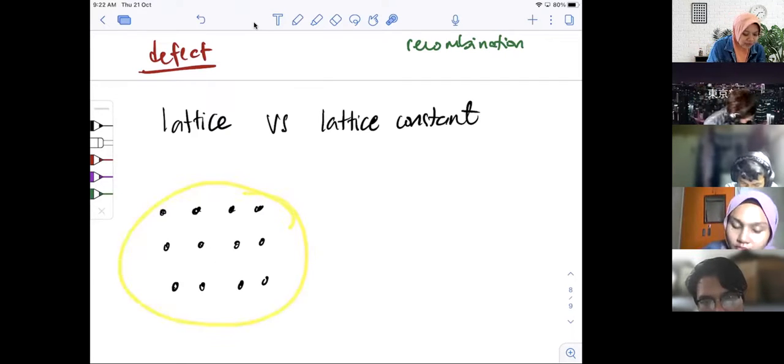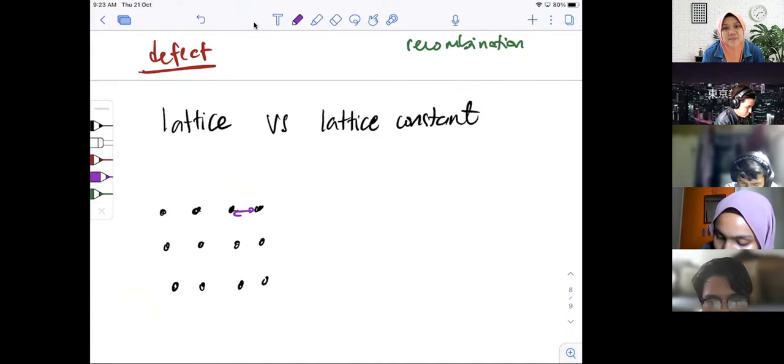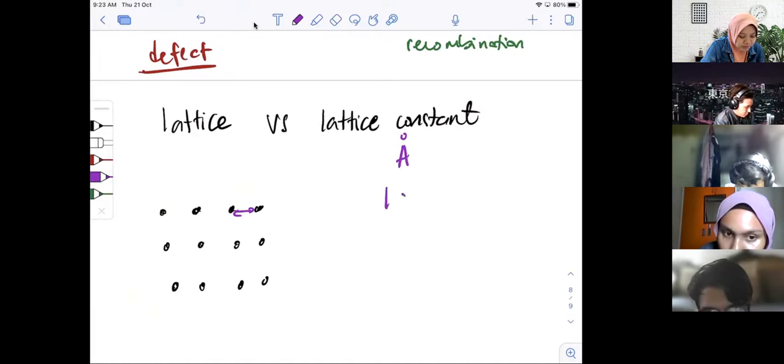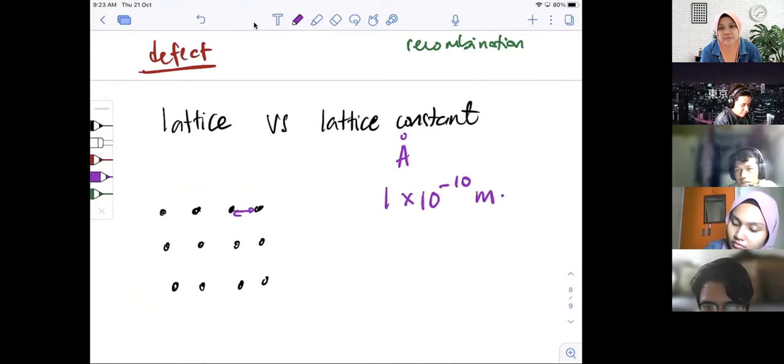This whole thing is the lattice. The lattice constant is the distance between the atoms, and normally the unit is angstrom. What is an angstrom? An angstrom is 1 × 10⁻¹⁰ meter. So the lattice constant is the distance from atom to atom. Is it important to know? What do you think?